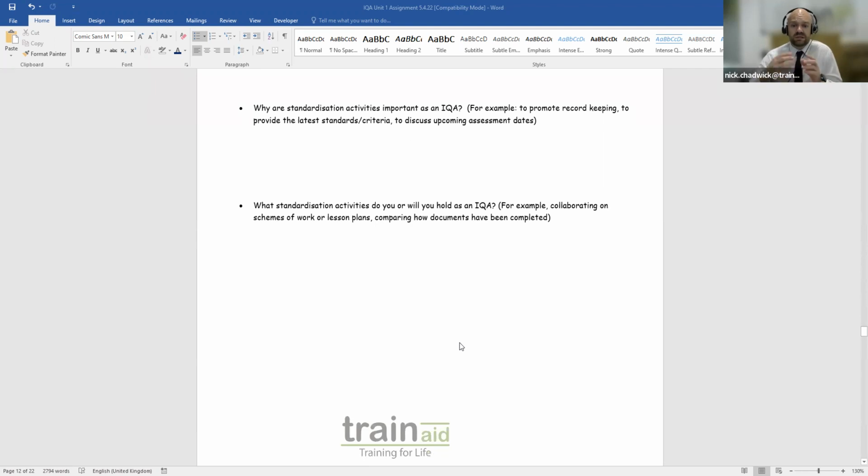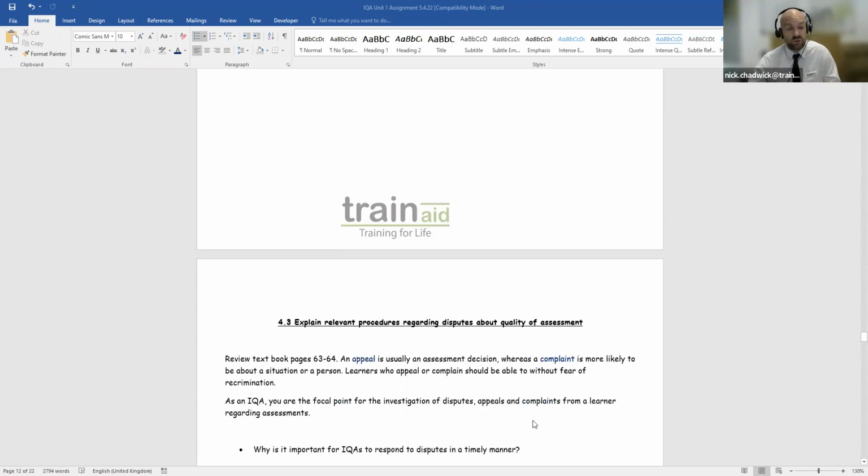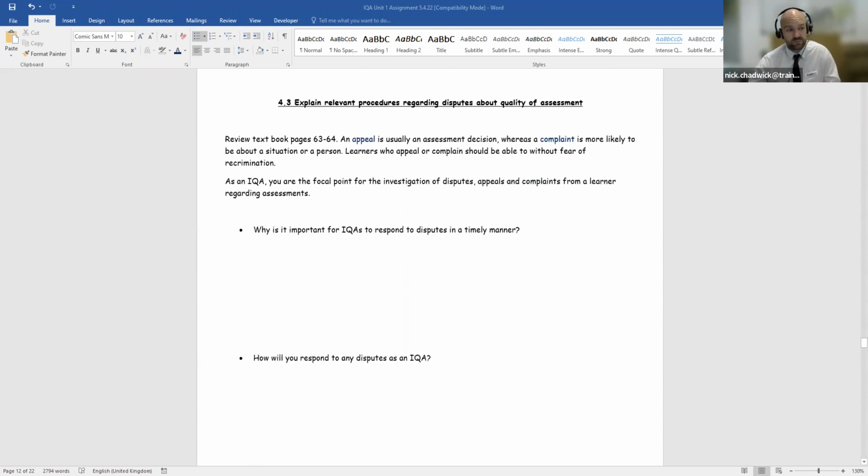And finally, what standardization activities do you or will you hold as an IQA? For example, collaborating on schemes of work or lesson plans, comparing how documents have been completed. This could also be looking at learner work, how that's been assessed and graded, for example. So just one or two examples of the standardization activities and topics you will host as an IQA.